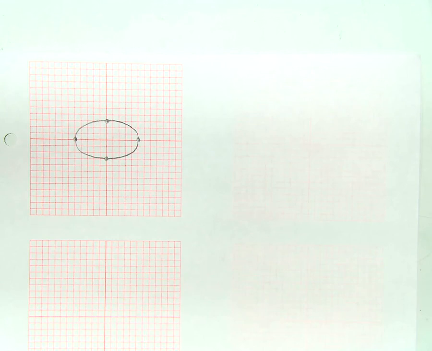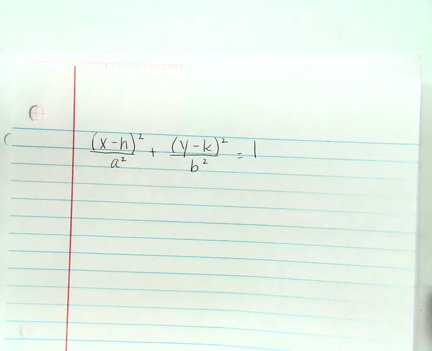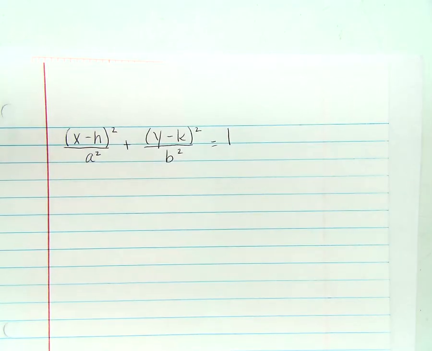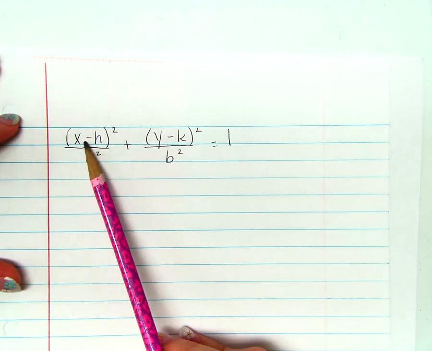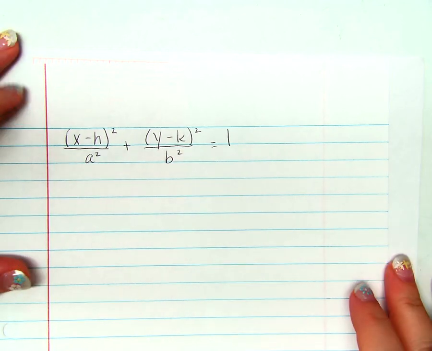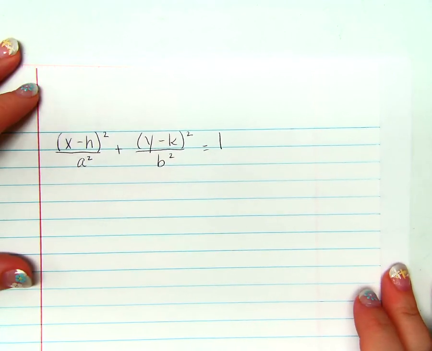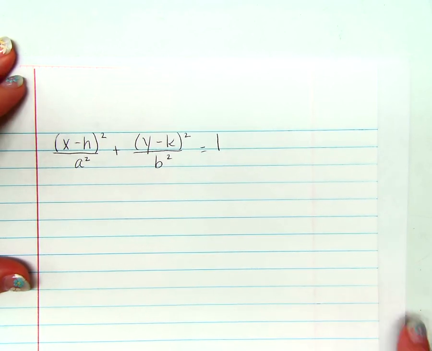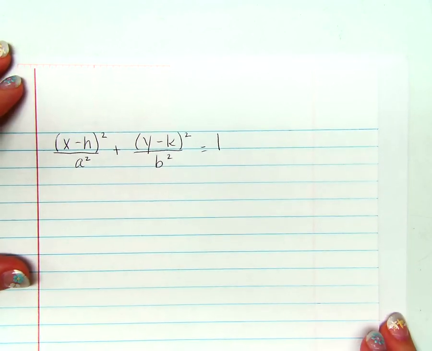Now, the general form for an ellipse looks like this. And you might say, to begin with, this looks a lot different from a circle. Well, if you'll notice here and here, can you tell me where you think the center of an ellipse might be? Use your knowledge from yesterday and from transformations.